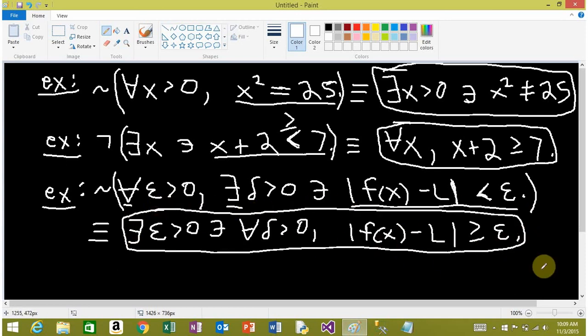So notice here in the last example we had more than one variable. We had epsilon, we had delta, and notice that we did not negate these inequalities. We kept them the same. The inequality we did negate was in our p of x statement, because we went from less than, and the opposite of that is greater than or equal to.